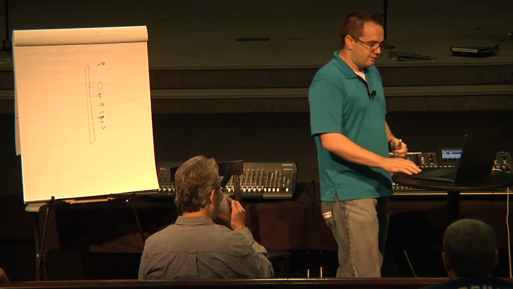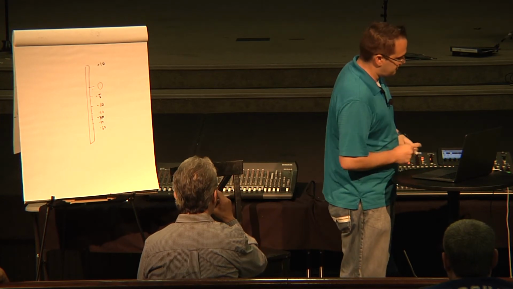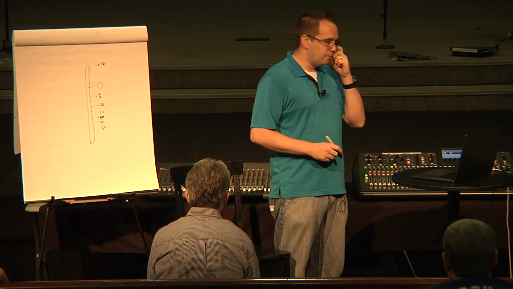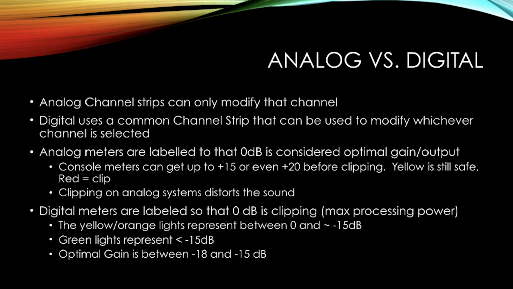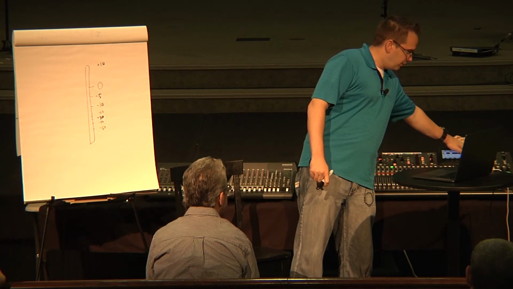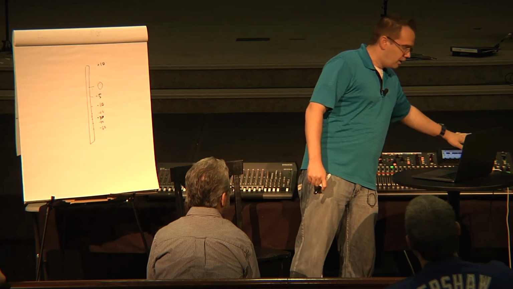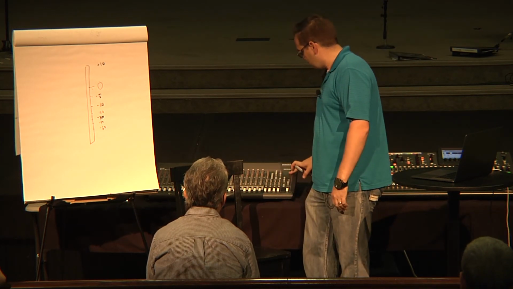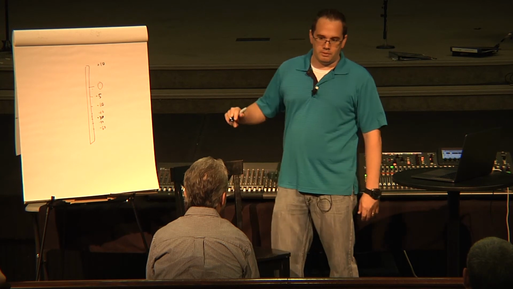So that's basically the main visible difference. We've already talked about this, but a digital board will use a common set of controls to control everything, a common channel strip. The one thing that I have on here that is very different is your level meter. Here's where the level meter is on this board. Over here, it's right here. And they're different colors for different reasons.